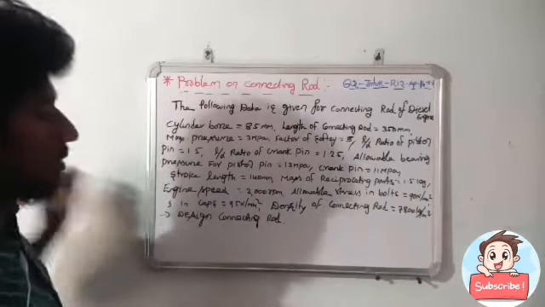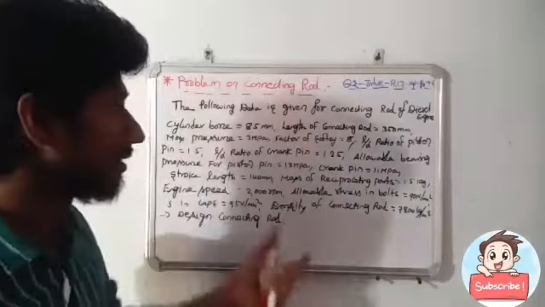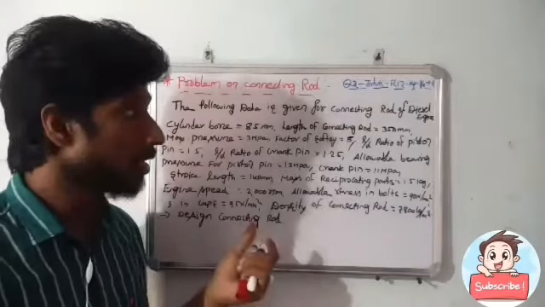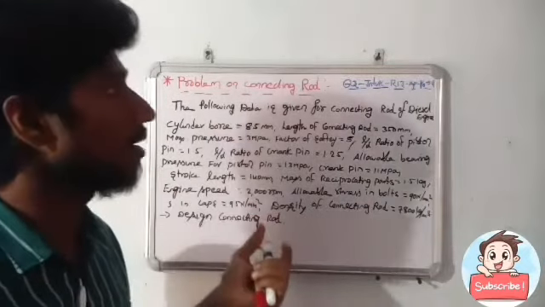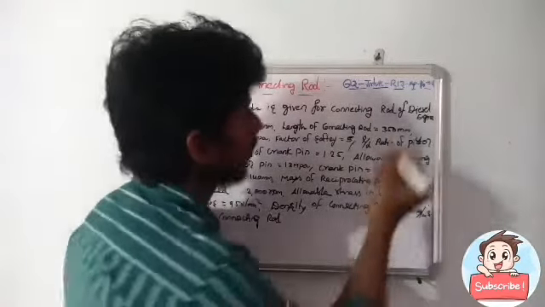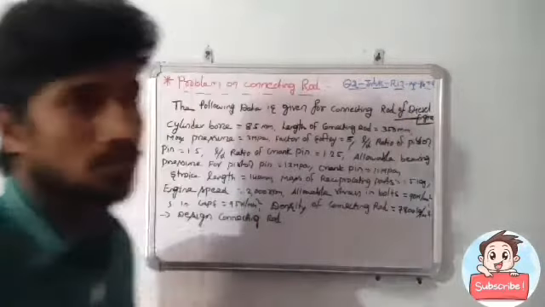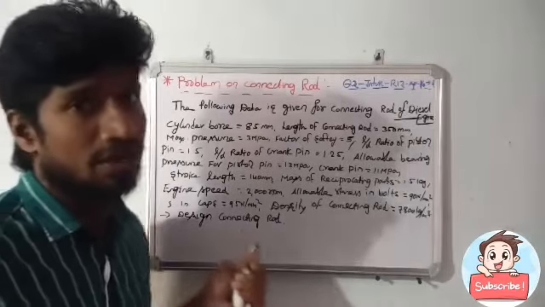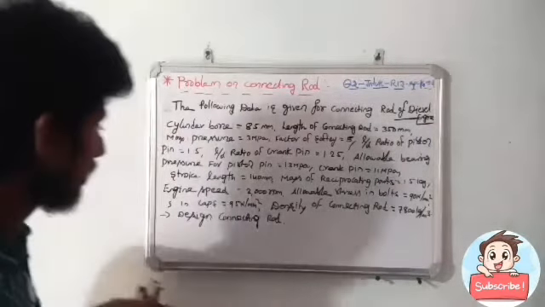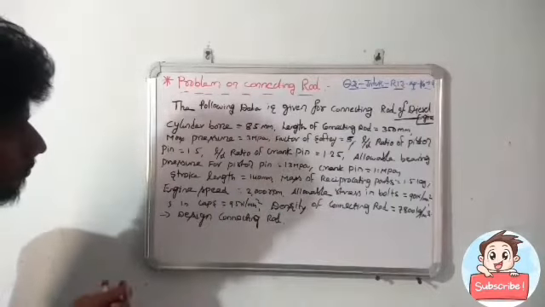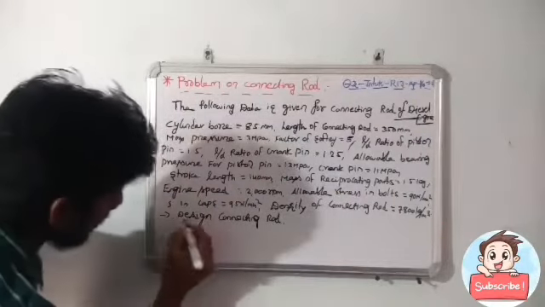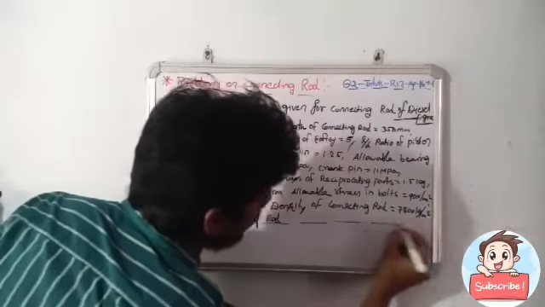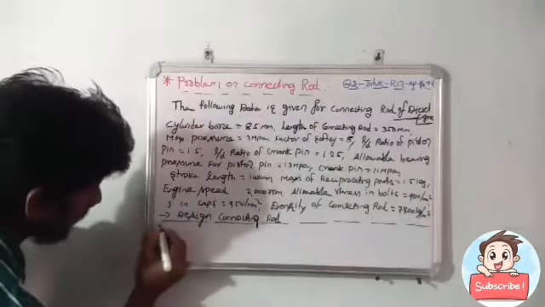Design a connecting rod. So this is the problem and this is the given data, and based on this given data we are going to design a suitable connecting rod for a diesel engine. Before we enter into the problem, write down the given data provided here. I am using this space because we don't have much space.